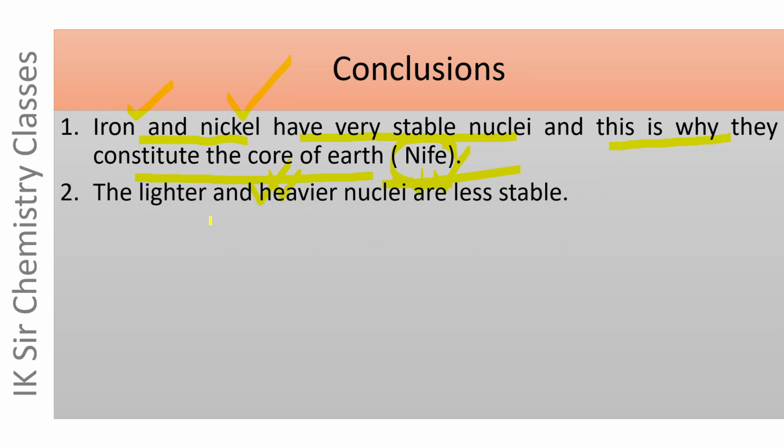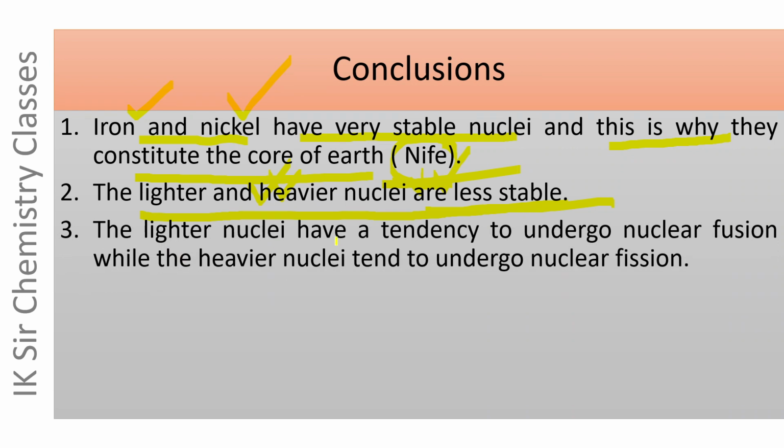The lighter and heavier nuclei are less stable. The nuclei with intermediate masses are more stable, while the lighter and heavier nuclei are less stable. The lighter nuclei have a tendency to undergo nuclear fusion, while the heavier nuclei tend to undergo nuclear fission.